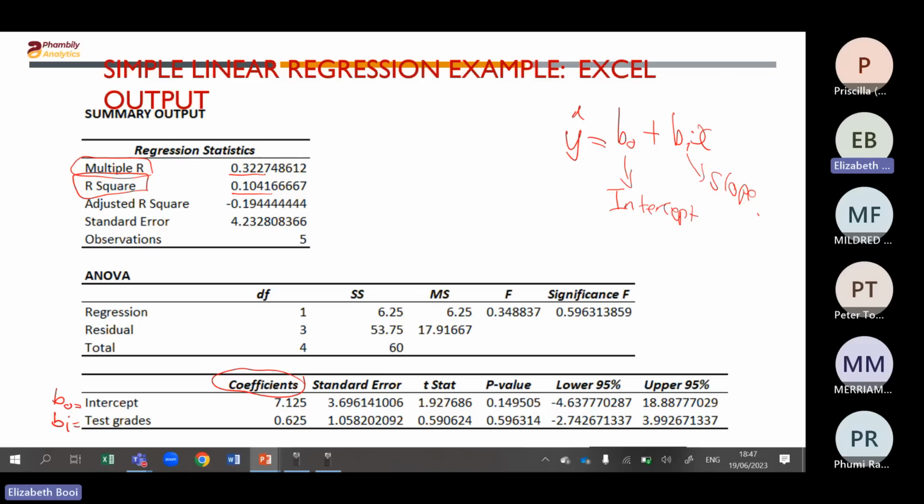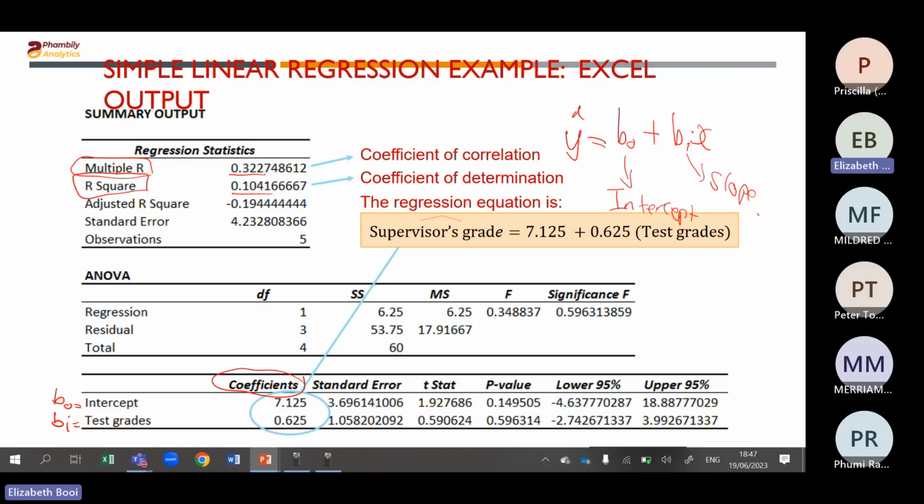And that's not it. Alternatively, if you don't want to use Excel, then you can use your calculator. Oh, we already touched on that. So then you convert it into your regression formula by substituting your B0 intercept with the intercept value, and your B1 with your slope value, and your test grade is your X.